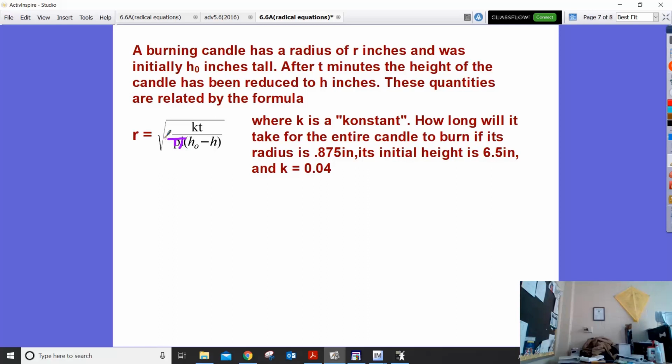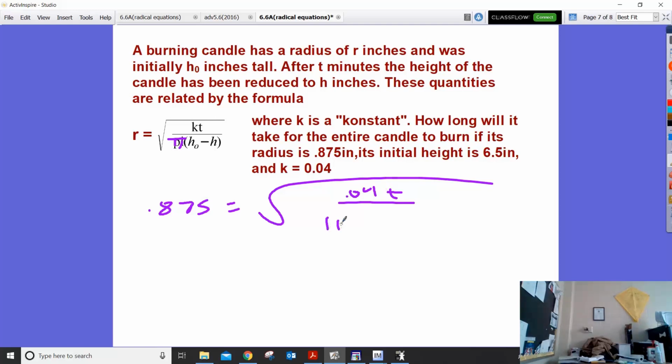Well, this is easy. What are you going to do with r, h, and k? You're going to plug them in, aren't you? So r gets to be what? 0.875. That must equal the square root. There's k. What do you replace it with? 0.04. Do you know t? No. That's the goal. And that's sitting over pi times initial height minus height.